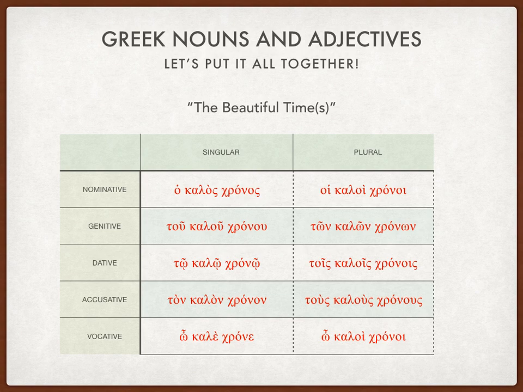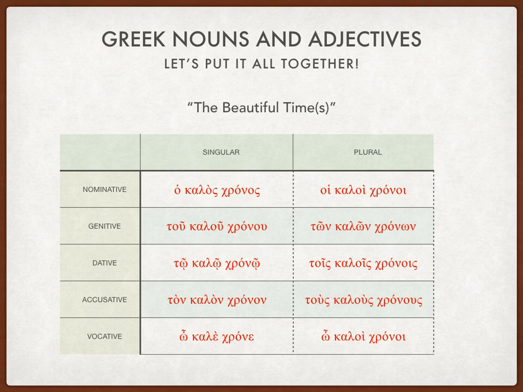Ton kalon chronon if it's accusative, and if I'm talking to it, I'll say o kale chrone, o kale chrone. Notice all of those forms match in gender, they're all masculine, case, so nominative, genitive, and so forth, and time, they're all singular. I change all the forms together and keep them matching, gender, number, case.